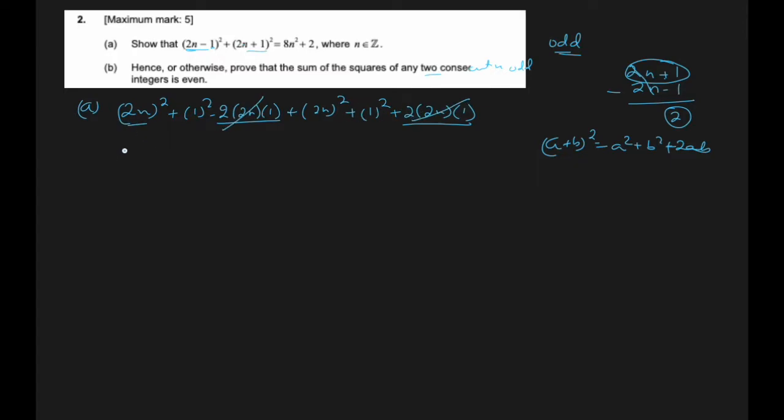So it will be how much? 4n squared, both of them squared, 2 as well as n, plus 1, plus this also 4n squared plus 1. So 4n squared plus 4n squared is 8n squared, and 1 plus 1 is 2, and this is what our RHS, right hand side of the equation, was. Can you see? Hence, or otherwise, prove that the sum of the squares of 2 consecutive odd integers is even. We have to prove that this is even.